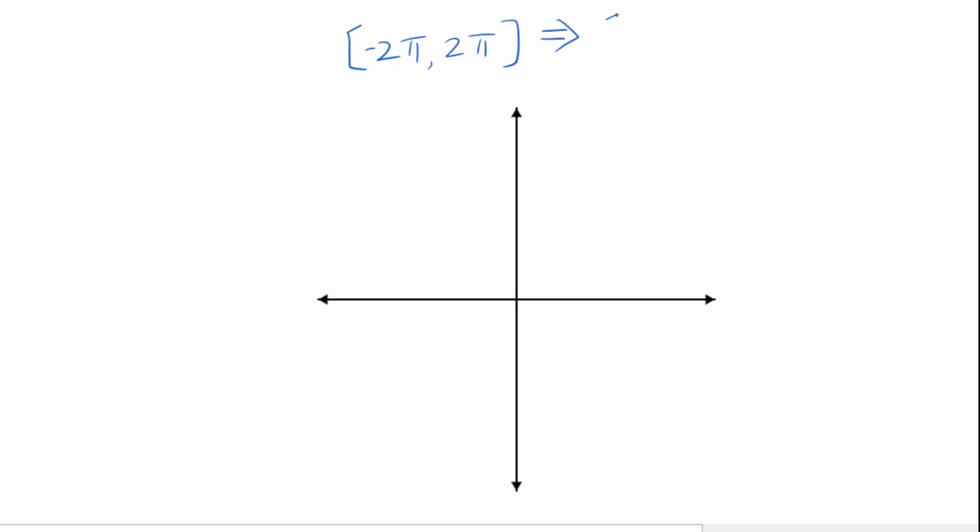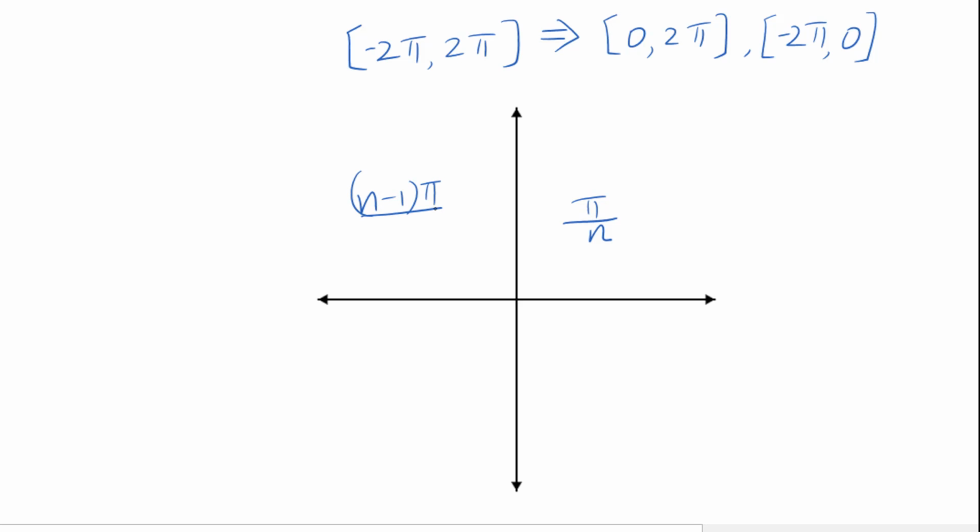We will do two parts. One is from 0 to 2 pi, and the other from negative 2 pi to 0. We have pi over n. This is (n minus 1) pi over n. Here is (n plus 1) pi over n. Then (2n minus 1) pi over n. This is from 0, pi, then 2 pi.